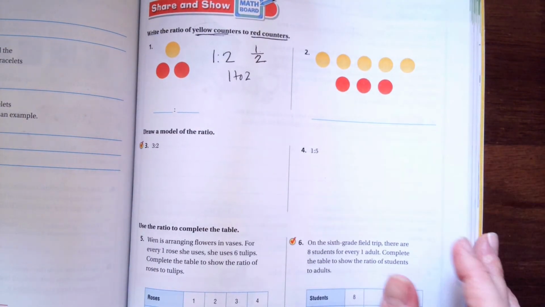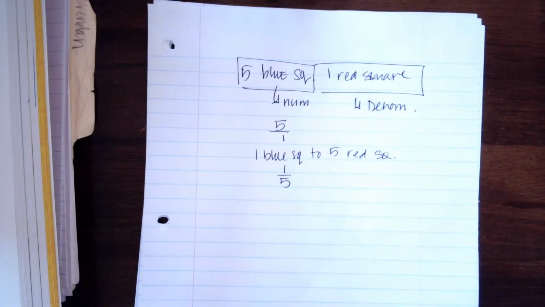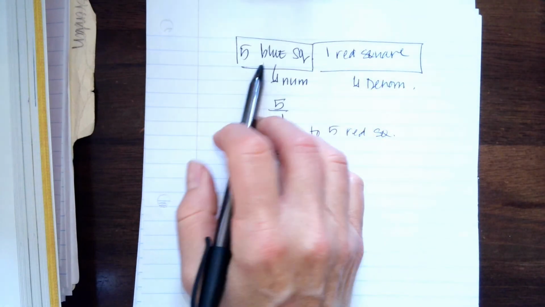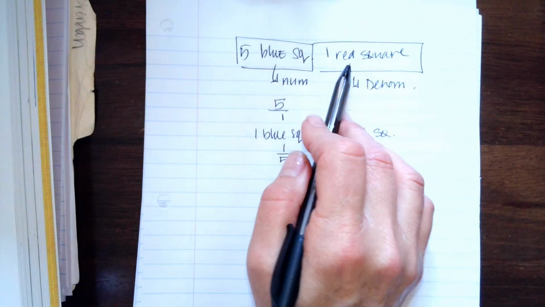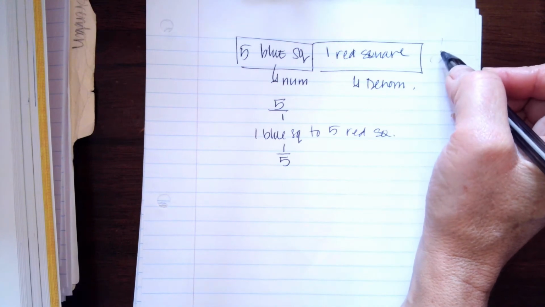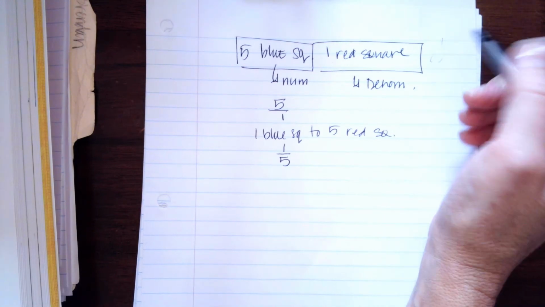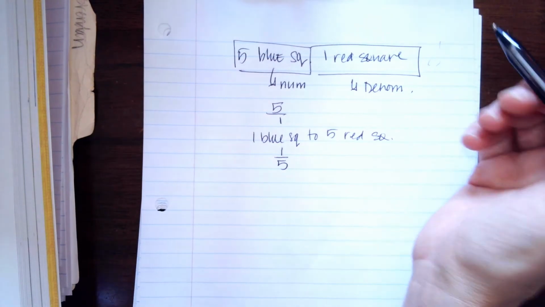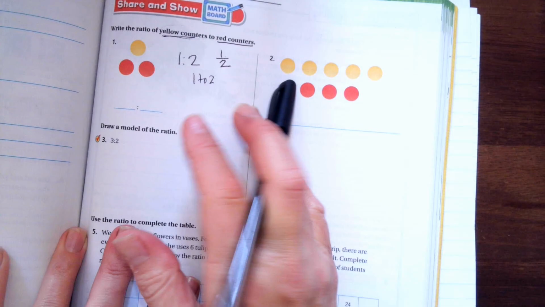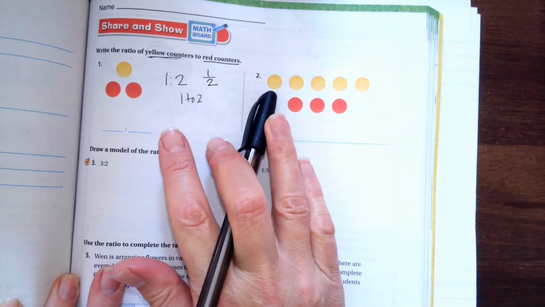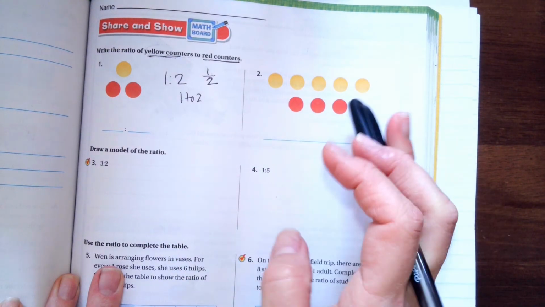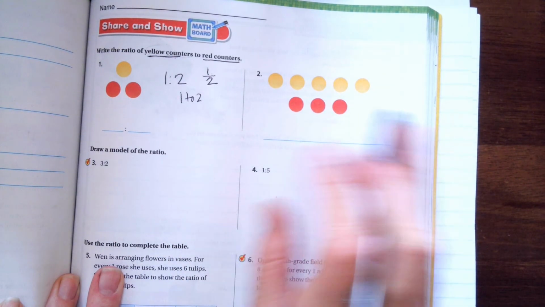So if the question was there are 5 blue squares to every red square and you put 1 to 5, that would be wrong. 100% wrong. You wouldn't even get it right at all. So you put the first thing. This one is yellow counters to red counters. So you would count 1, 2, 3, 4, 5. So it'd be 5 to 3, never 3 to 5.